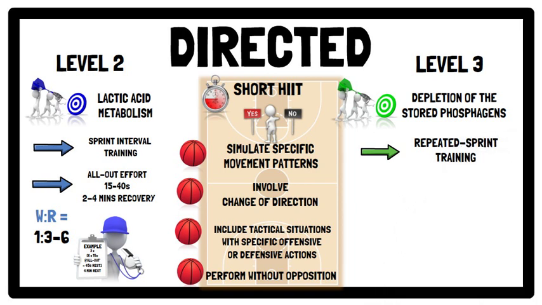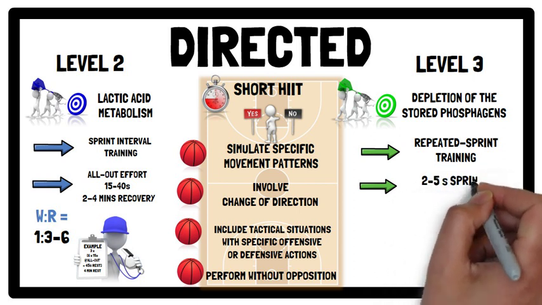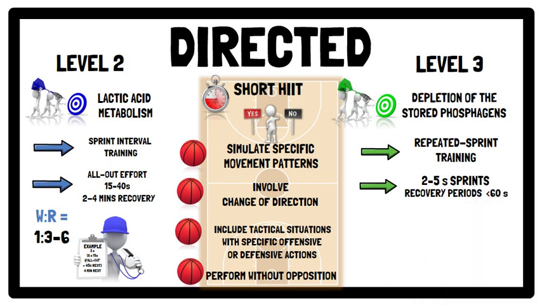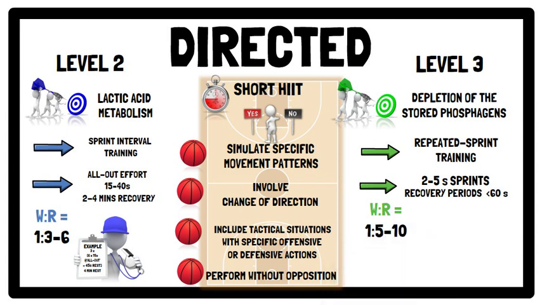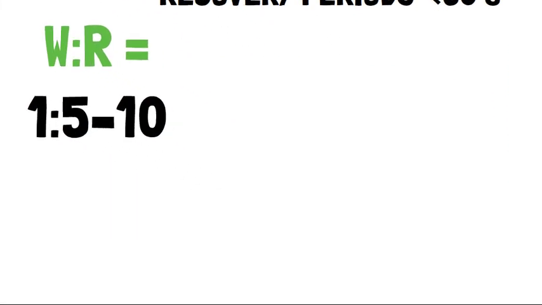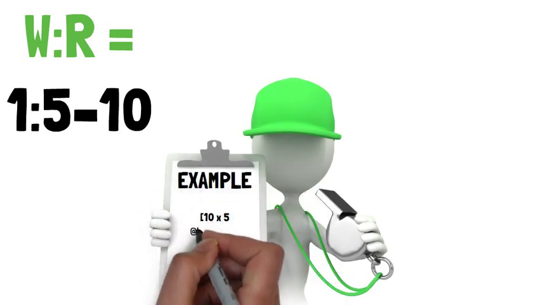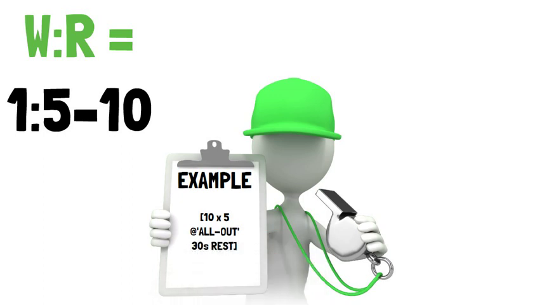The recommended duration of the sprints is between 2 to 5 seconds, interspersed with recovery periods lasting generally less than 60 seconds. A work-to-rest ratio of 1 to between 5 and 10 is recommended. An example session is performing 10 times 5 seconds all-out sprints with 30 seconds rest between each sprint, with 4 minutes of rest before repeating it for a second time.